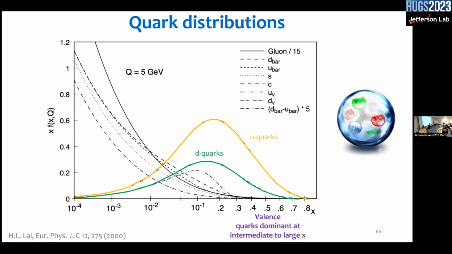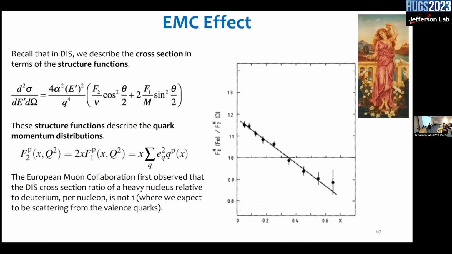So keeping this picture in mind, what happens when we scatter from 0.3 to 0.7 in x? You would expect that we're just looking at up and down quarks, right? And so this is the EMC effect. So recall in deep inelastic scattering that we take the cross section in terms of the structure functions, right? And that's what's shown here. So just F1 and F2. And these structure functions describe the quark momentum distributions.